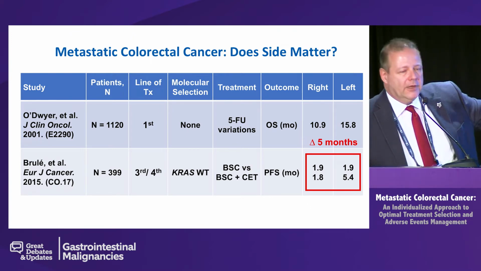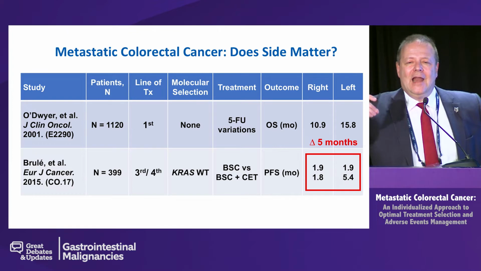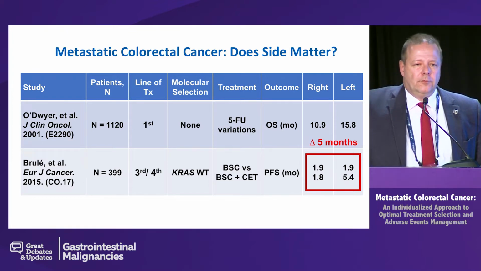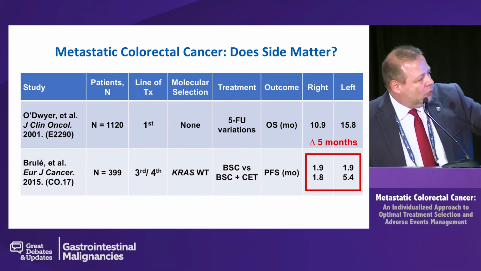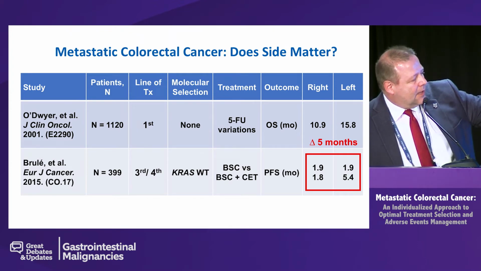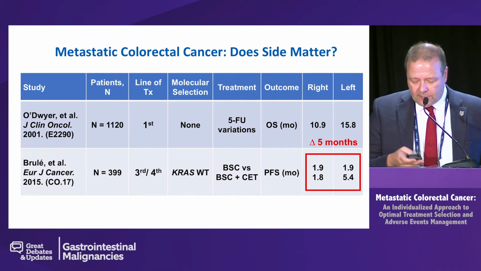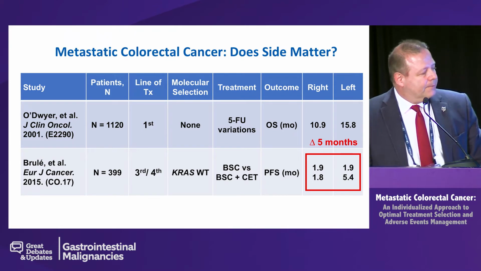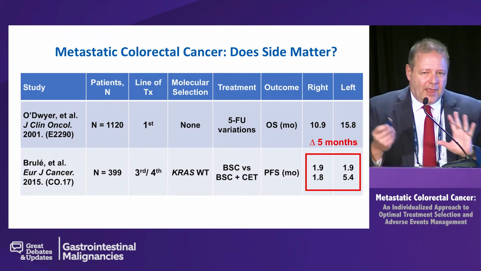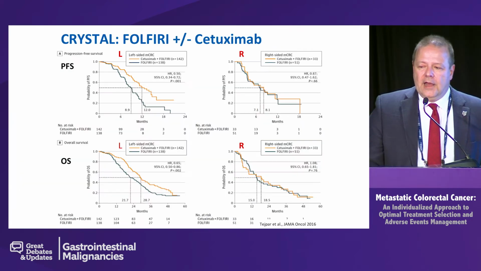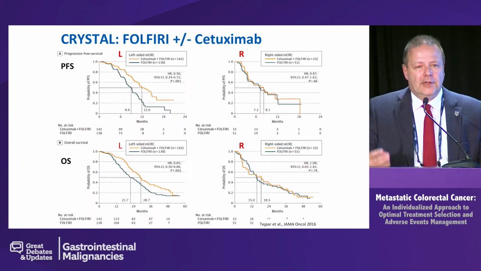This is a study, Brulé et al., which analyzed the last line, a third-line colorectal cancer study, cetuximab versus best supportive care, and you can see no benefit, no difference between best supportive care and cetuximab in right-sided tumors. All the benefits were in left-sided tumors. Now, I'll show you a little bit of a caveat in this in a minute when you analyze this a little bit further. Now, we have data from first-line studies.